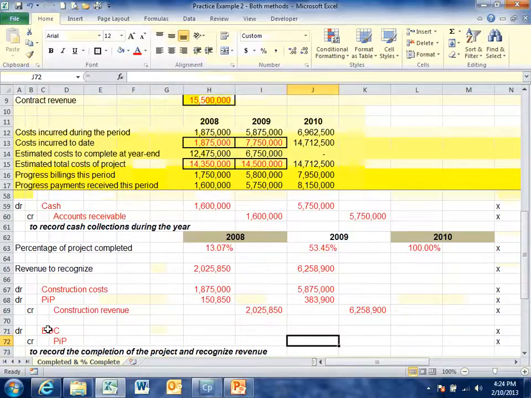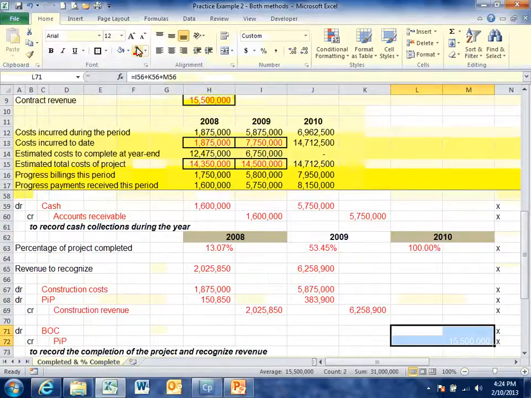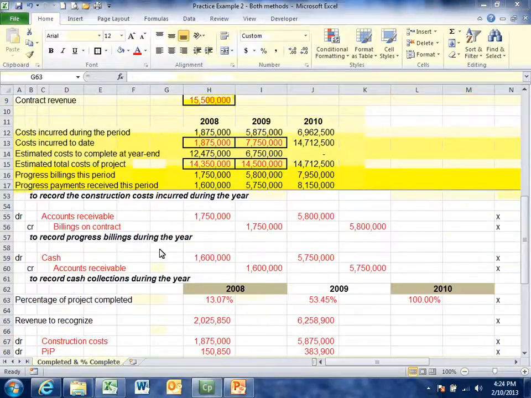Your PIP and your BOC account at the end of a project will both have the same amount in it, and it will always be equal to the total contract revenue. So to close these out, I'm going to debit PIP and credit BOC for the $15.5 million. If you can't see that, draw out the T accounts, do all of these journal entries, and post them to the T accounts, and you'll see how you get to the $15.5 million in both accounts. All right? So that's it for the percentage of completion.